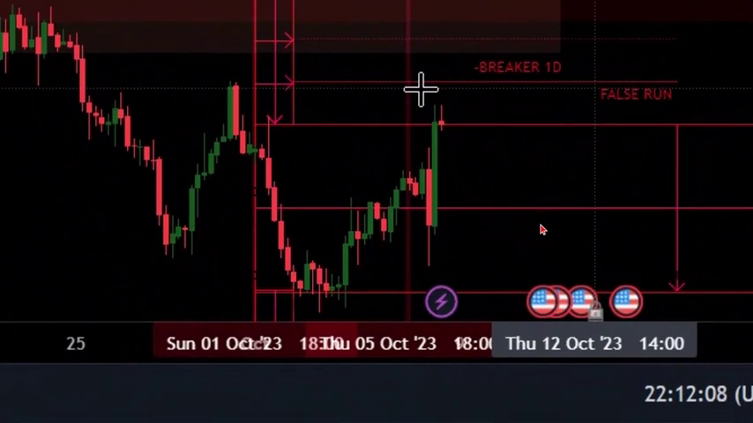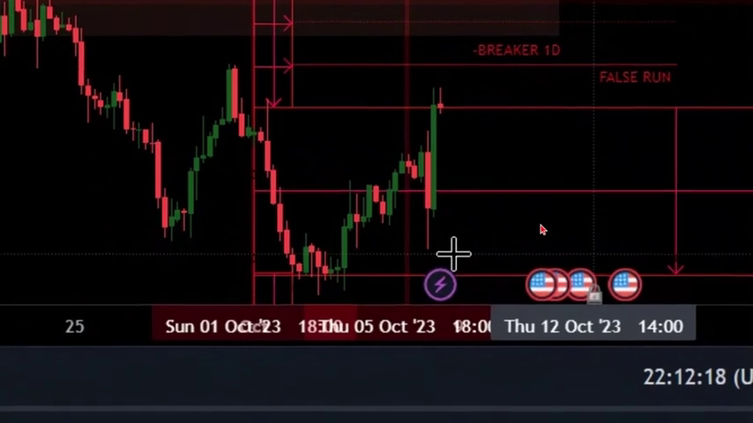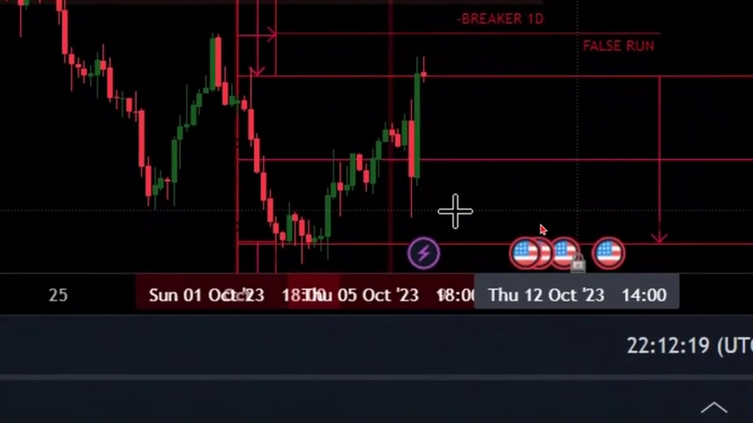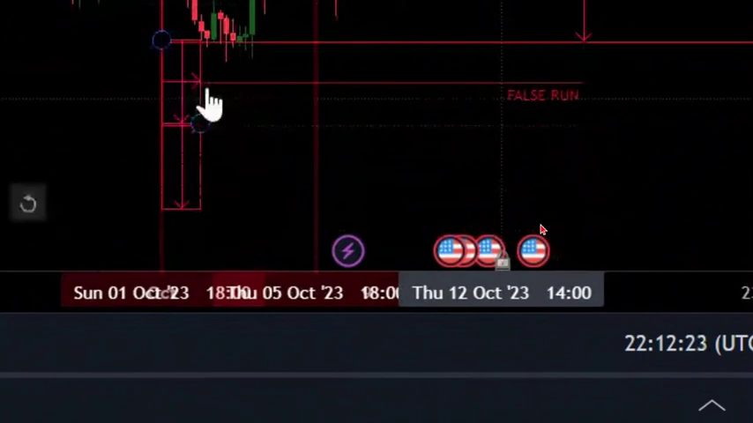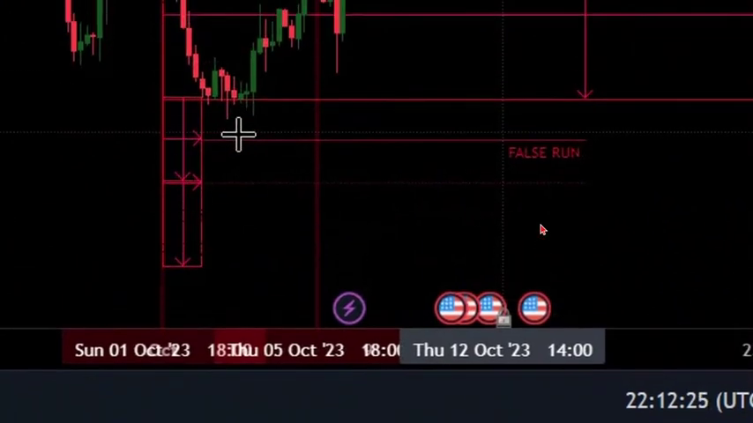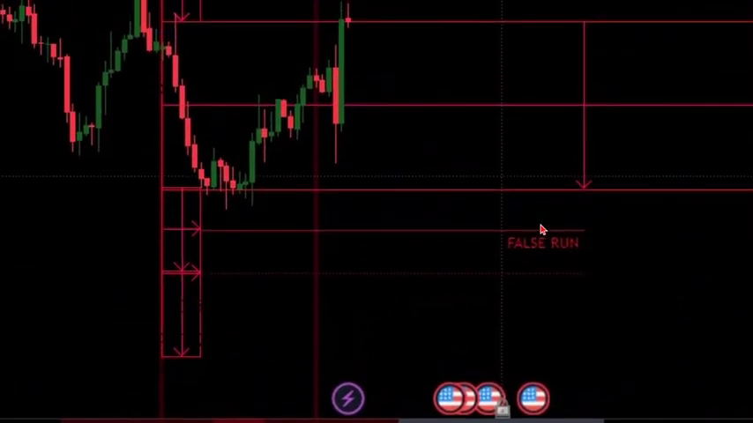Because remember, let me ask you this: if it wicks off that false run and wants to go lower, then what low would it be aiming for? This low. Yeah, that low. But what's the ultimate low? The low right before that. Exactly, this low. And that lines up with the false run as well.